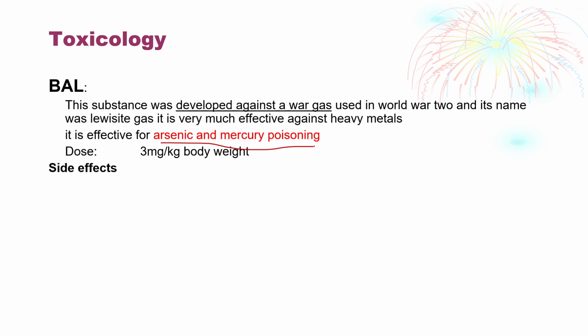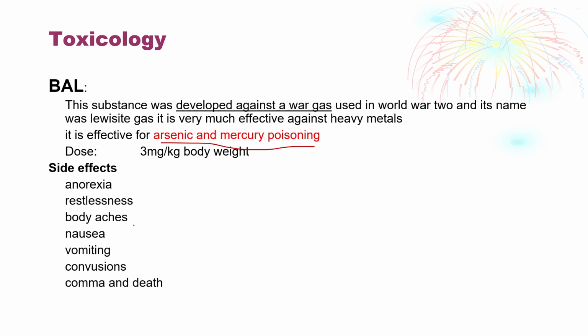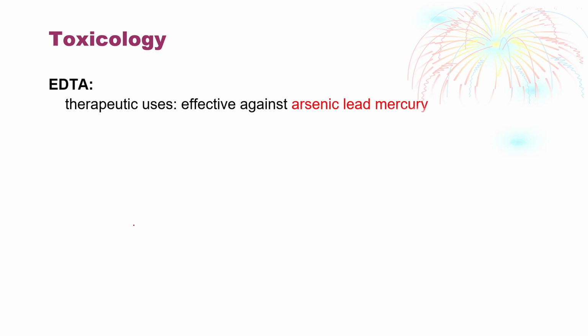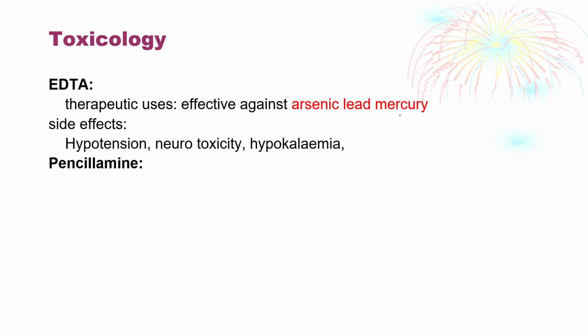Doses are 3 milligrams per kg of body weight, but there are some side effects as well, like anorexia, restlessness, body ache, nausea, vomiting, convulsion, coma, and death. We go for EDTA, which is highly specific for arsenic, lead, and mercury poisoning, and its side effects are hypotension, neurotoxicity, and hypokalemia.